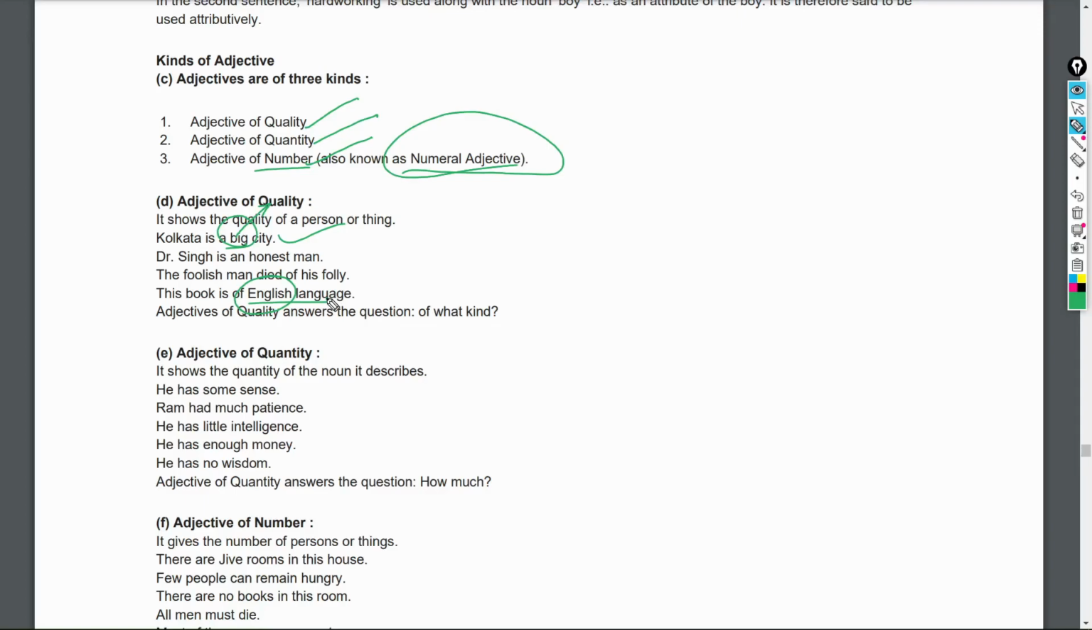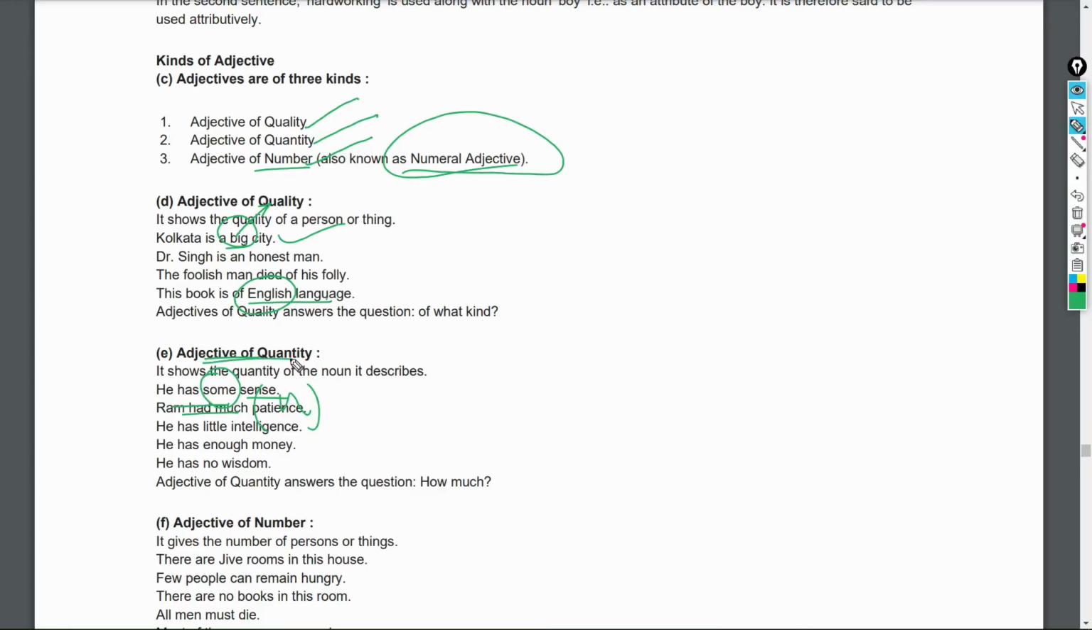Now let us see the next one, adjective of quantity. It shows the quantity of the noun it describes. He has some sayings. Sayings is the noun. Some is the quantity. Therefore, this is the adjective of quantity.